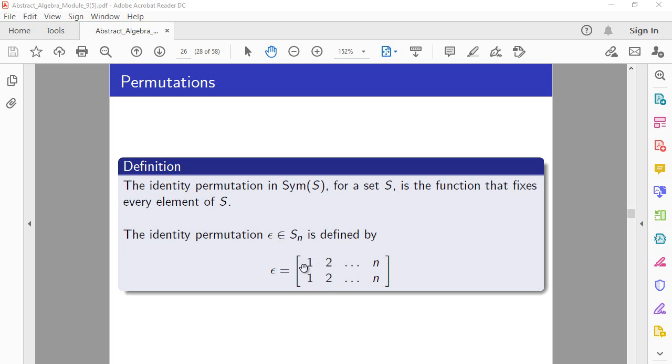So 1 goes to 1, 2 goes to 2, dot dot dot, n goes to n. So epsilon applied to x is equal to x. So that's the identity permutation in Sn.